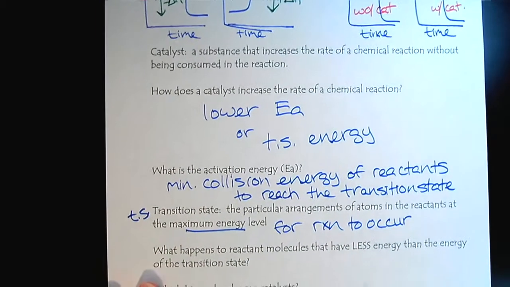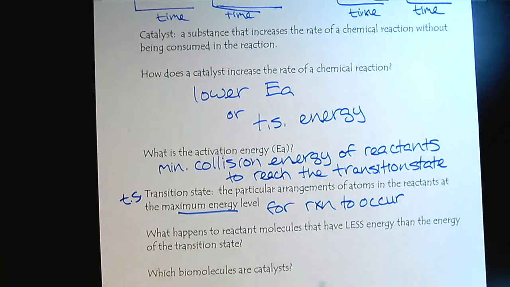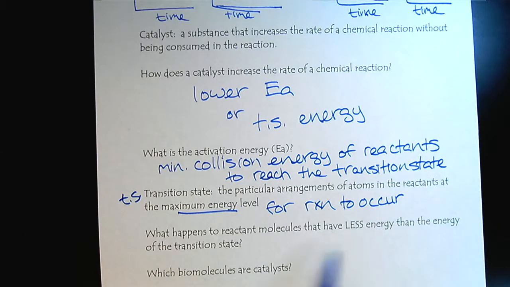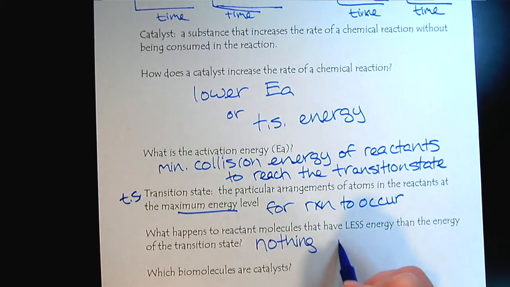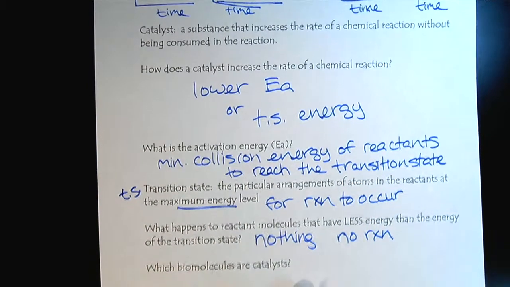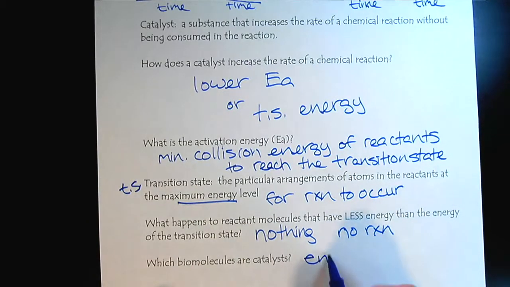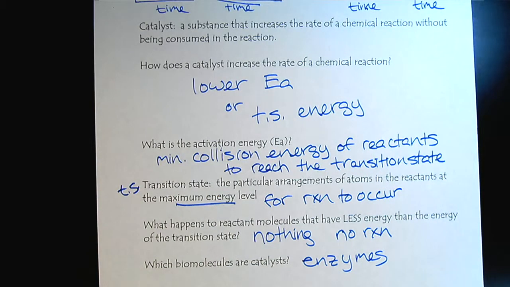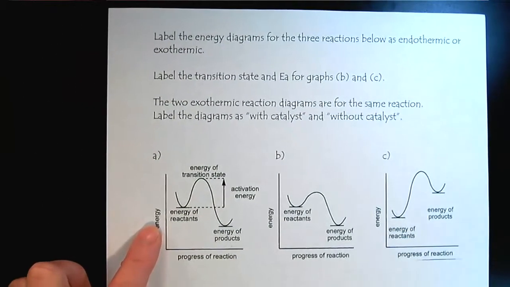Okay, so what happens to reactant molecules that have less energy than the energy of the transition state? Nothing, right? No reaction. And which biomolecules are catalysts? That's an easy one. Enzymes. Alrighty, okay. So that's our review. We'll continue with a little bit more review, and then we'll start to introduce some new language and terms on the next page. So let's look at the next page.